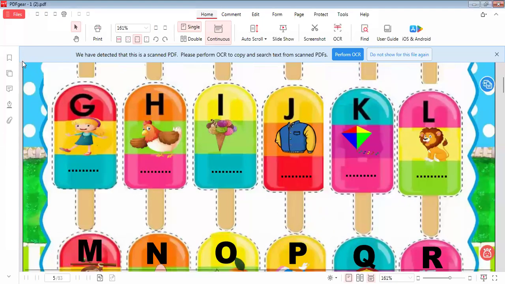Here we have capital G and small g, G for girl, capital H and small h, capital I and small i, capital J and small j, capital K and small k, capital L and small l.